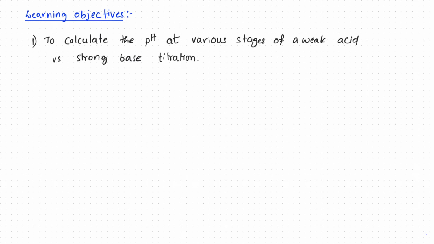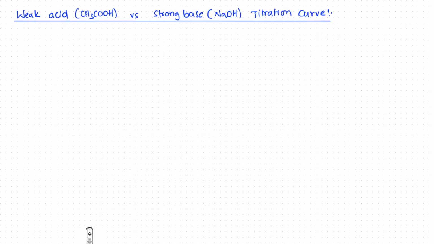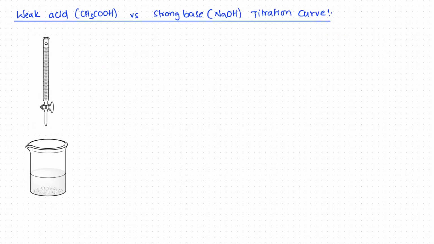By the end of this video, you should be able to calculate the pH of the reaction mixture at various stages of a weak acid versus strong base titration. Let us say we are titrating 25 milliliters of 0.100 molar acetic acid solution with 0.100 molar sodium hydroxide solution from the burette.